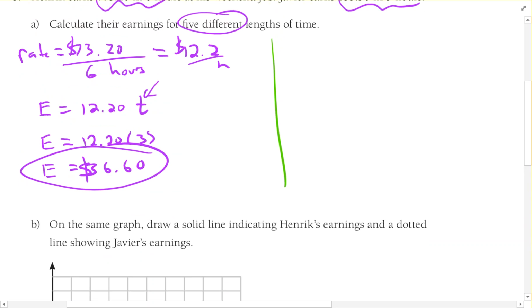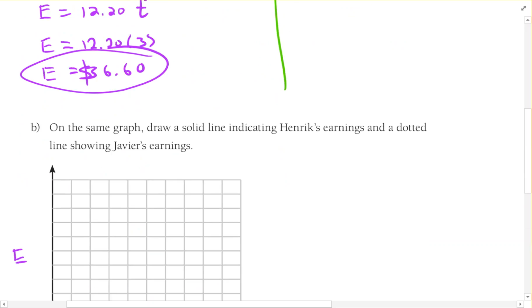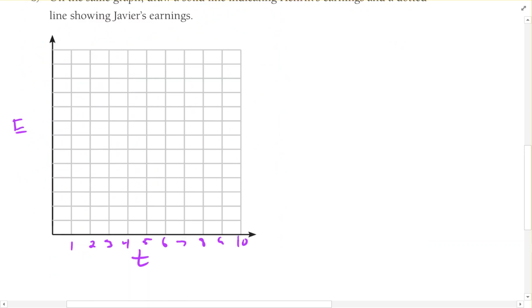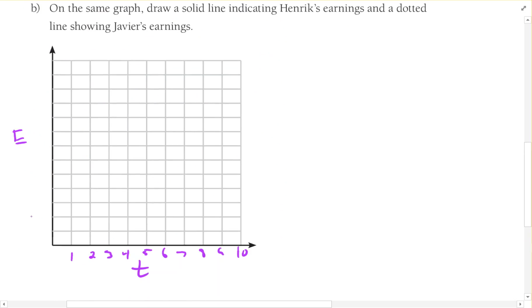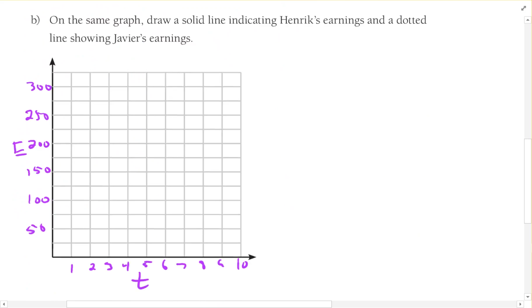They're just going to be different rates of earnings. So your time, probably go up by hours. So we'd have like 1 hour, 2, 3, 4, 5, 6, 7, 8, 9, 10. And then your earnings would probably go up by, I don't know, like 50, 100, 150, I mean, 200, 250, and 300. That probably works. Okay, and then we need to plot a few points.